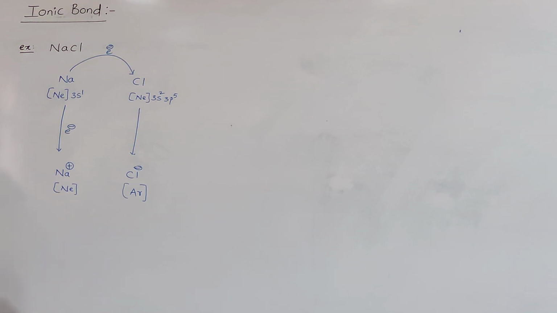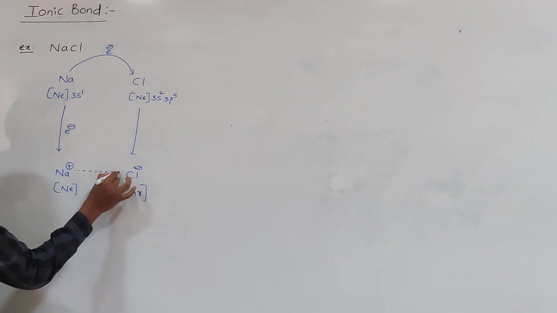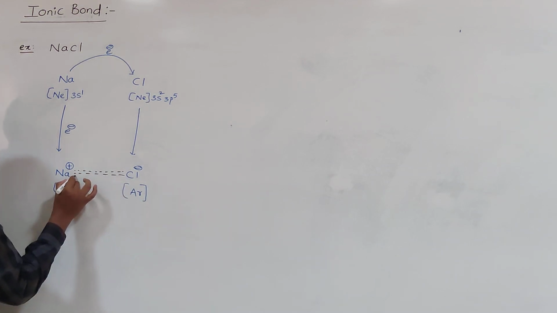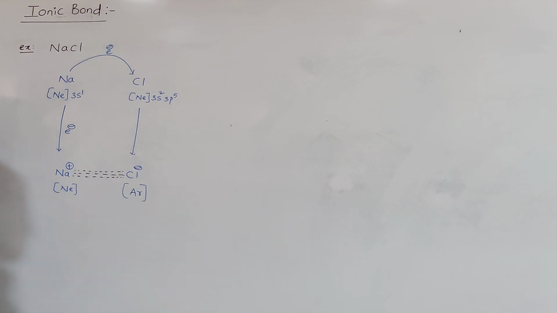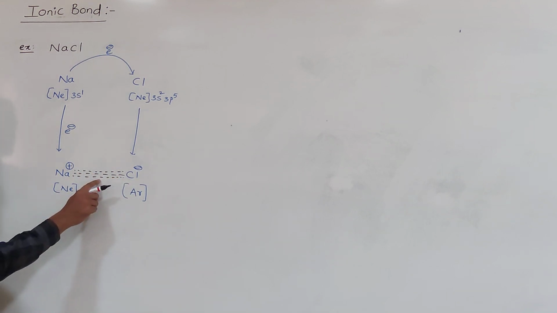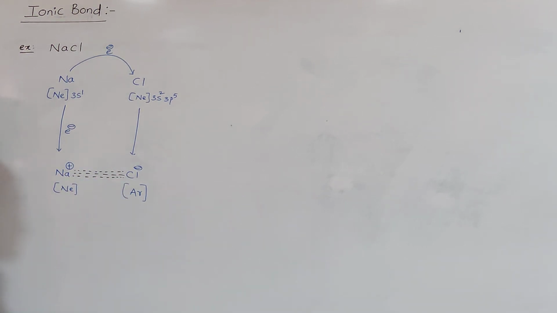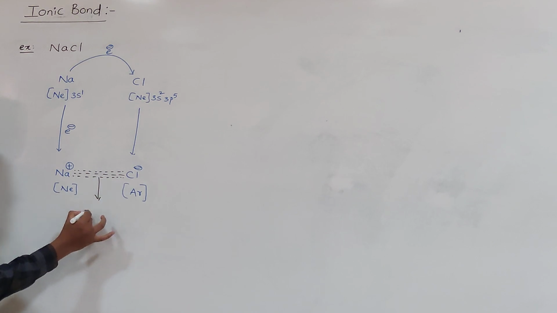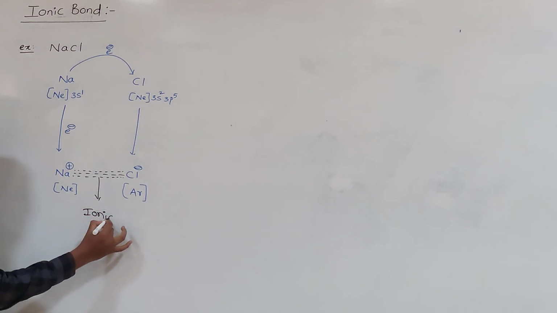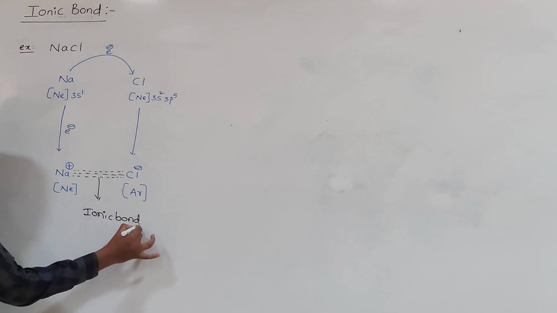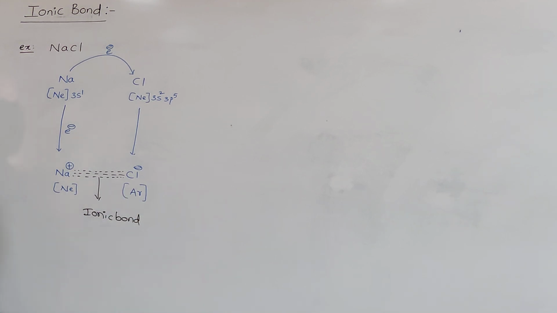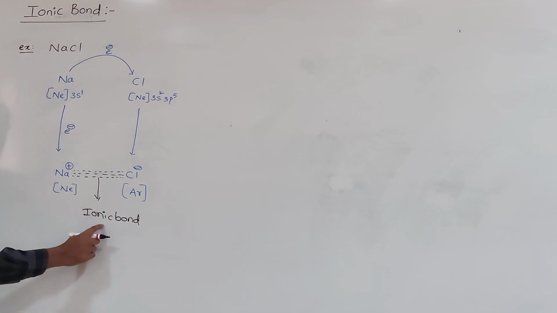After the formation of the Na+ and Cl- ions, electrostatic force of attraction exists between these two. This electrostatic force of attraction can keep together these oppositely charged ions. That we call an ionic bond. So the electrostatic force of attraction, which can hold the oppositely charged ions together, is known as ionic bond.